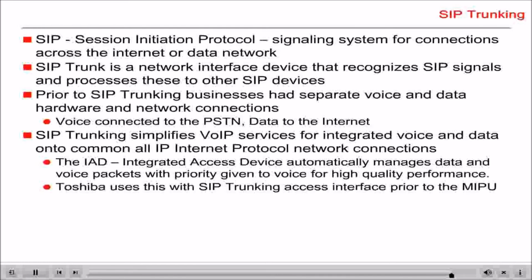Prior to SIP trunking, businesses had to have separate voice and data hardware and network connections, voice connected to the PSTN and data to the Internet. SIP trunking simplifies VoIP services for integrated voice and data onto common all-IP Internet Protocol network connections. Some equipment requires an IAD, an integrated access device, that interfaces with the LAN and data network to automatically manage data and voice packets. This gives priority to voice for high-quality performance. Toshiba uses this with SIP trunking access prior to the MIPU.